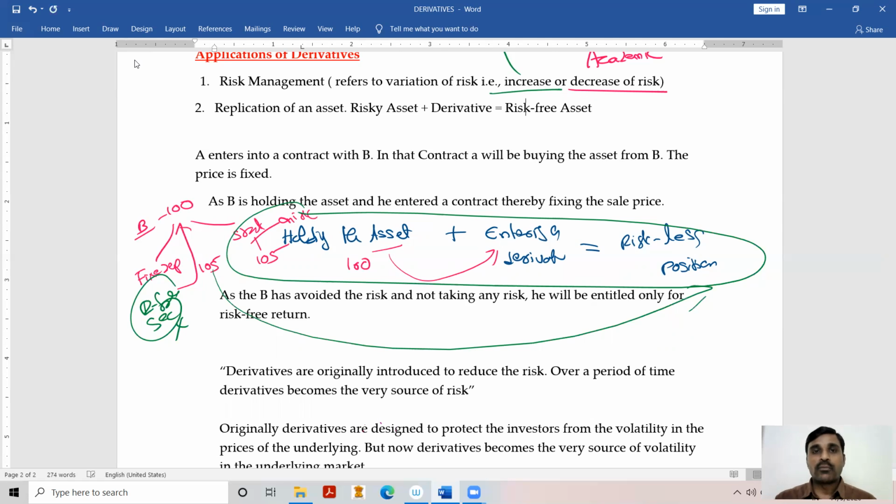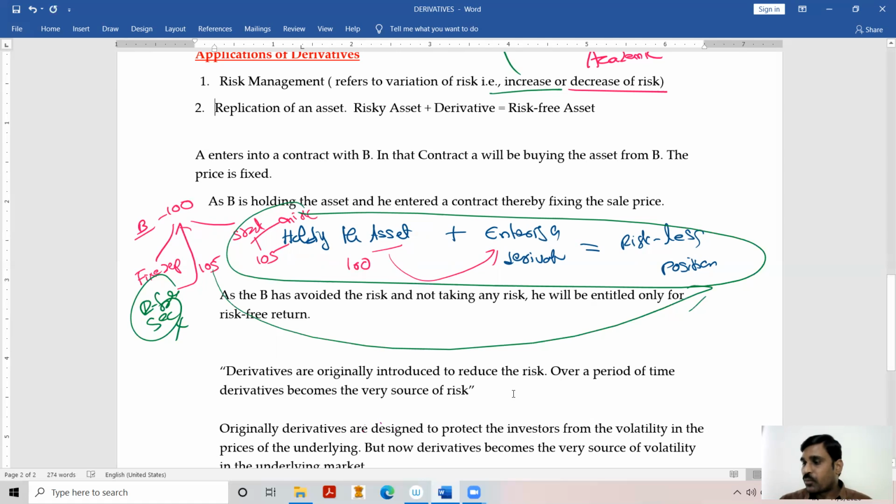Risky asset plus derivative is equal to risk-free asset. I am holding the stock and I have entered into a derivative. The end position is a risk-free asset only. I am not taking any risk because the price is fixed. So the second purpose of the derivative is replication, for those who want to hold the legal ownership but don't want the financial effects of it.